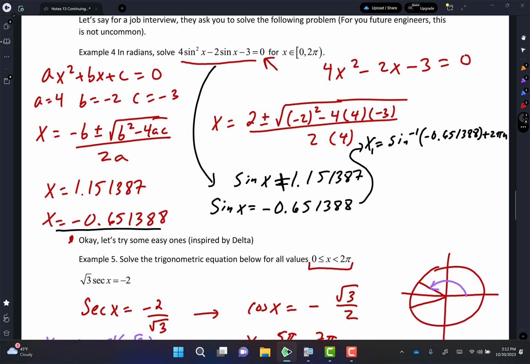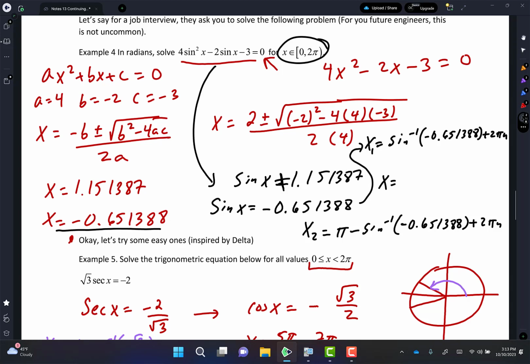That's equation 1. And I'm going to write equation 2 over here. I know I'm going to need more room, so I'm going to write it right here. x2 equals, what's my second equation? What did I put in the front? We talked about it. Pi minus arc sine of -0.651388 plus 2 pi n. And I want all my answers between 0 and 2 pi, so I'm not going to be adding 2 pi unless it's negative. So here are my answers.